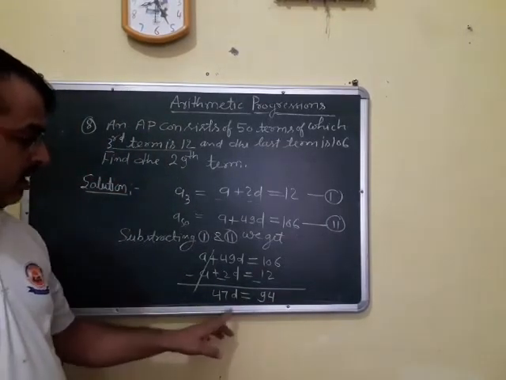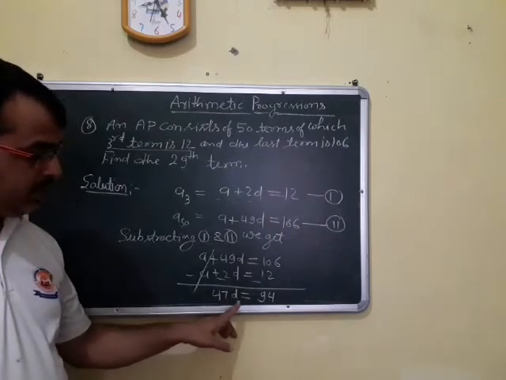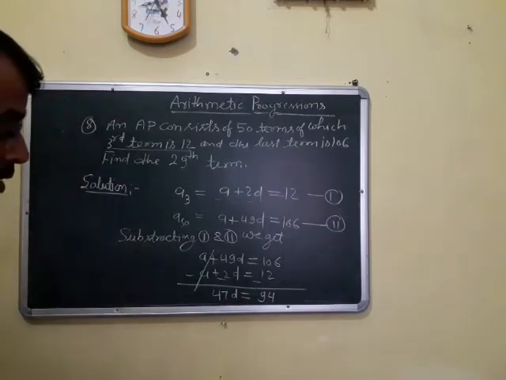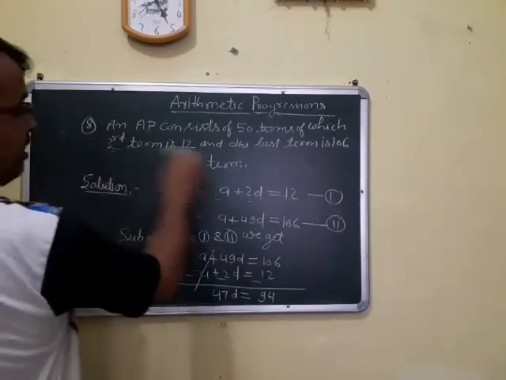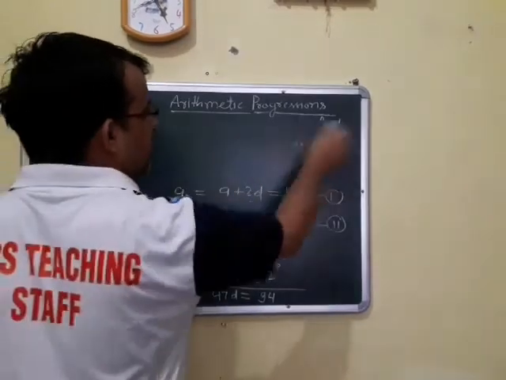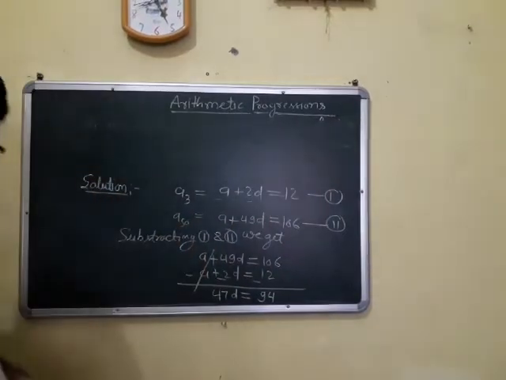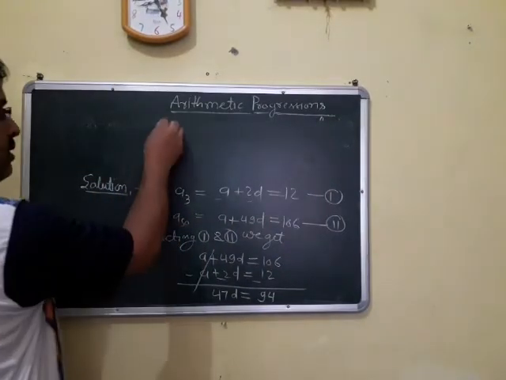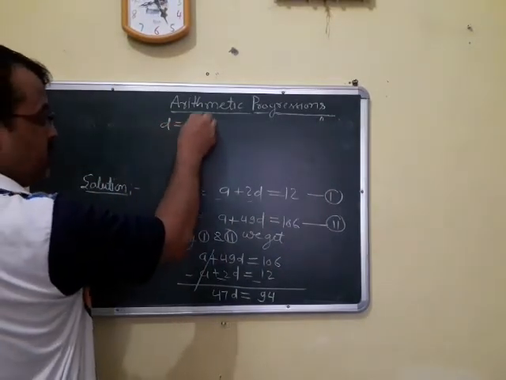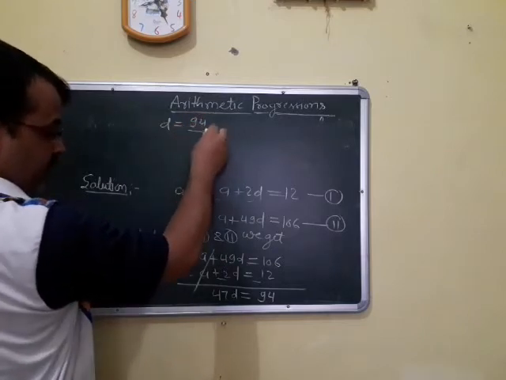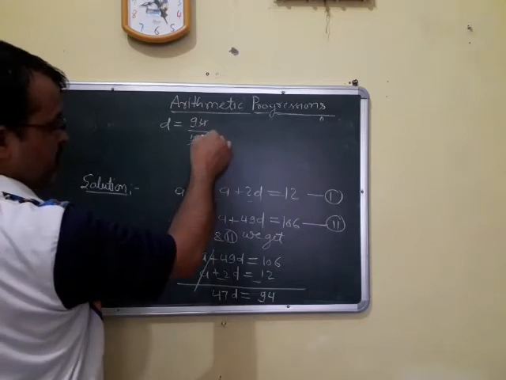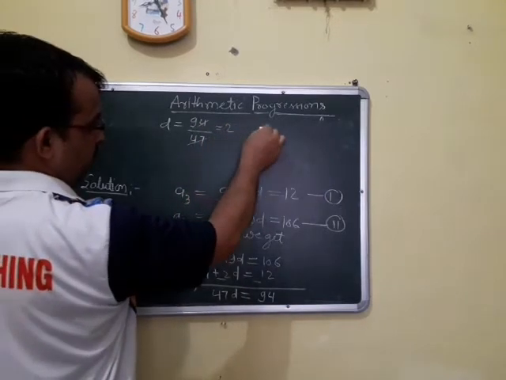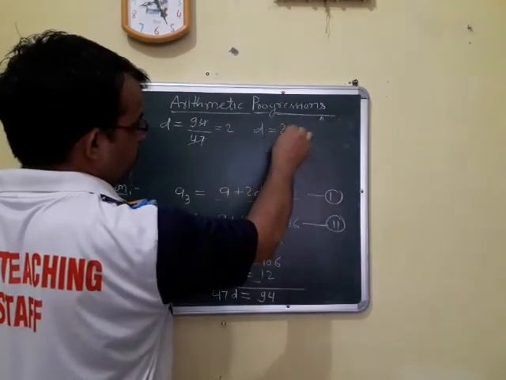Clear? 47D is equal to 94. So we find D. D is equal to 94 by 47. This one goes 2 times. So we find D is equal to 2.